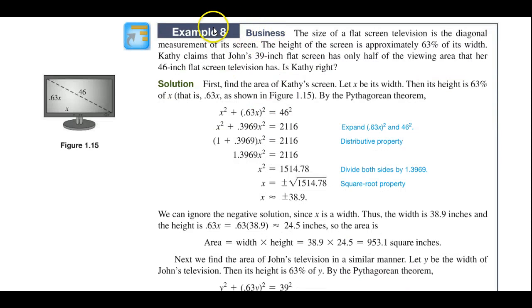Now what we have to do is just check out example 8 here. The size of a flat screen television is the diagonal measurement of its screen. The height of the screen is approximately 63% of the width. So as we mentioned before, you make a little rectangle, and this will be the length, and the width is 63% of the length.